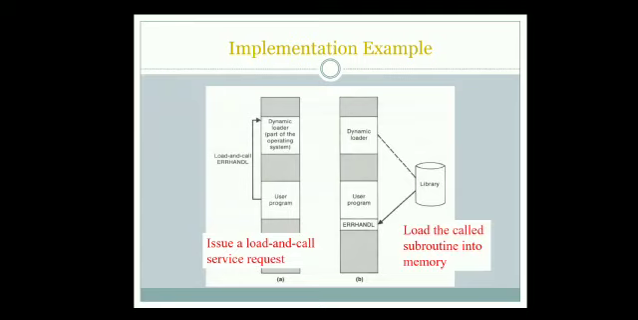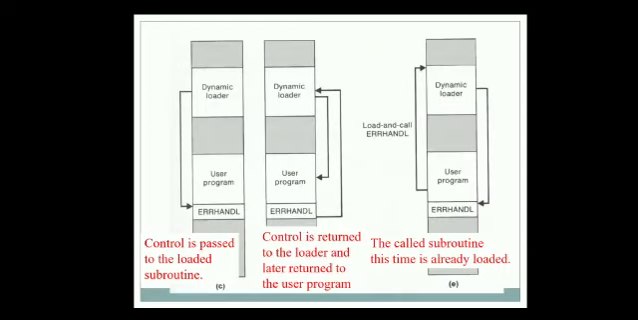This is the implementation example. Here, the load and call service request is given, and then the subroutine is loaded into the memory. Similarly, here the control is passed to the loaded subroutine, whereas here the control is returned to the loader and later it is returned to the user program itself. Similarly, here the called subroutine is already present, already loaded in the space.